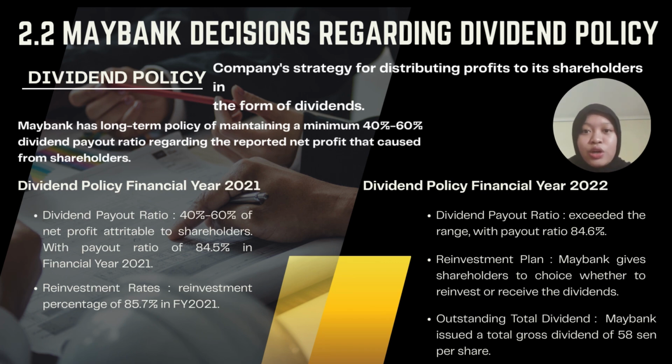Second, dividend reinvestment plan (DRP). Maybank's DRP allows shareholders to reinvest their dividends into additional Maybank shares. In 2031, the reinvestment rate stood at 85.7%, indicating a high level of shareholder participation and trust in the bank's future.